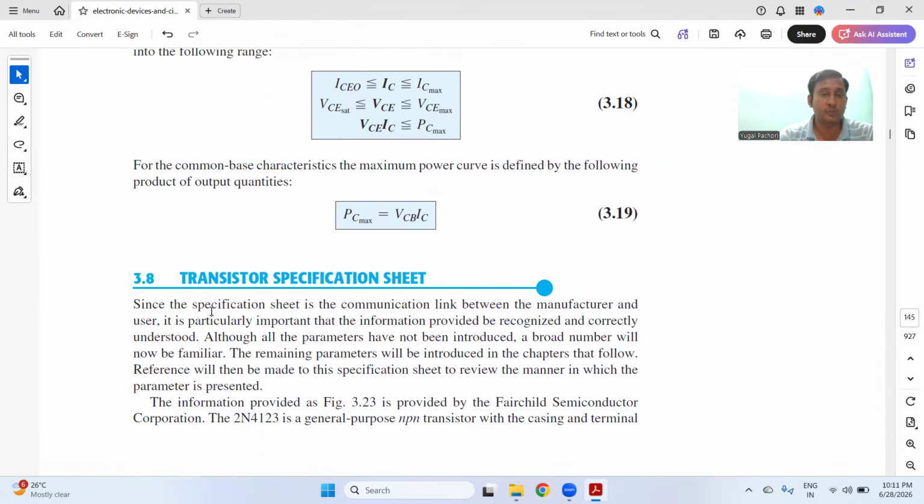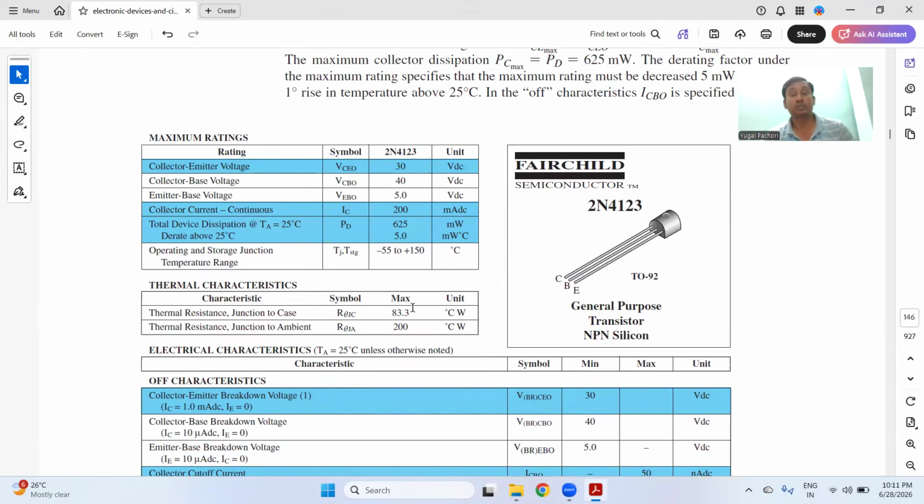And there is a transistor specification sheet, or the data sheet. Generally, we refer to it as a data sheet. Whenever we try to do an experiment with any transistor, we try to see the specification of that transistor. Then only we can work with it. Otherwise, if we are not able to read the data sheet, then we cannot proceed further.